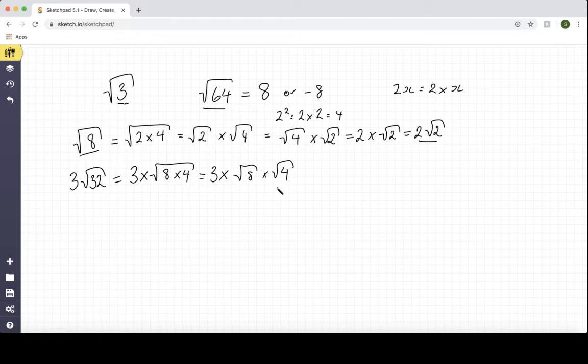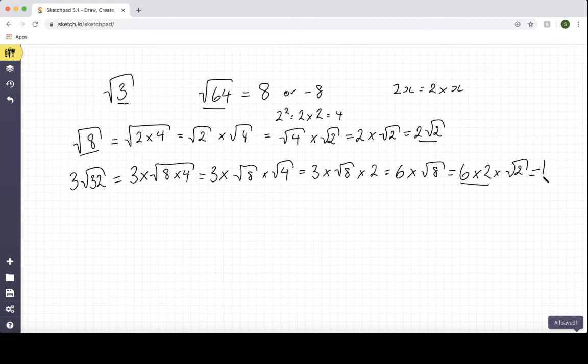And this square root of 4, we know, as we did up here, is equal to 2. So we have 3 times the square root of 8 times 2, which is equal to, if we do 3 times 2 here, 6 times the square root of 8. And as we've worked out up here, the square root of 8 is 2 times root 2. So this is equal to 6 times 2 times the square root of 2. And 6 times 2 is 12. So this is equal to 12 times the square root of 2. Okay, so that's how you simplify this.